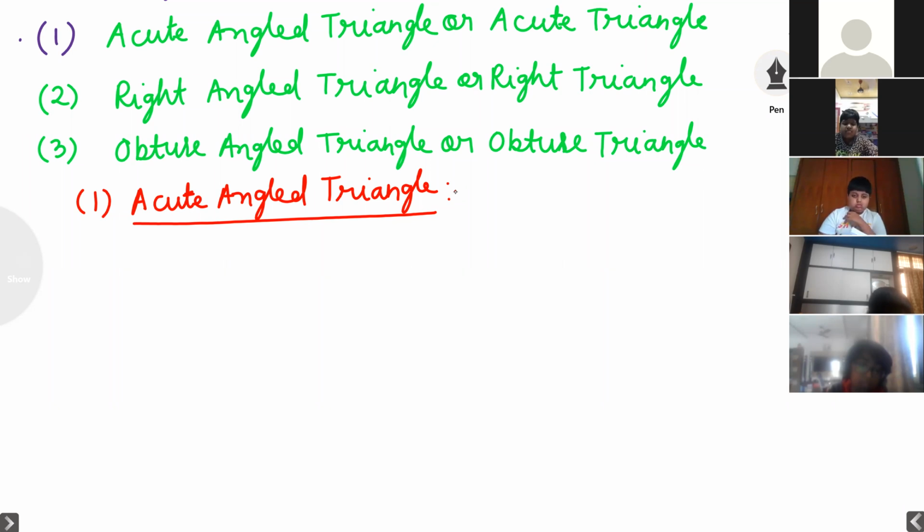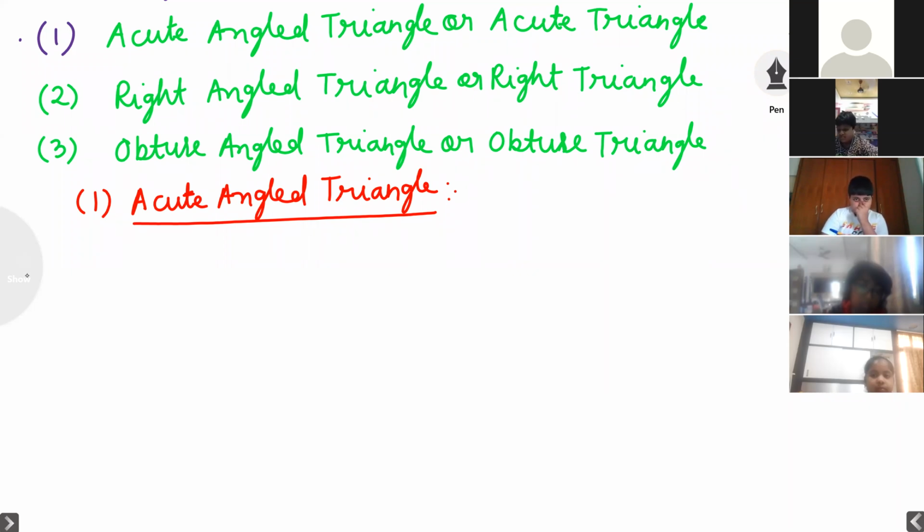What is acute angle? If angle is greater than 0 degree, less than 90 degree, that is called acute angle. Means whatever triangle they have given, if each and every angle is less than 90 degree, that is called acute angle triangle. In a given triangle, if all the angles are less than 90 degree, that is called acute angle triangle. Less than 90, acute. Greater than 90, obtuse. Exactly 90, right angle.